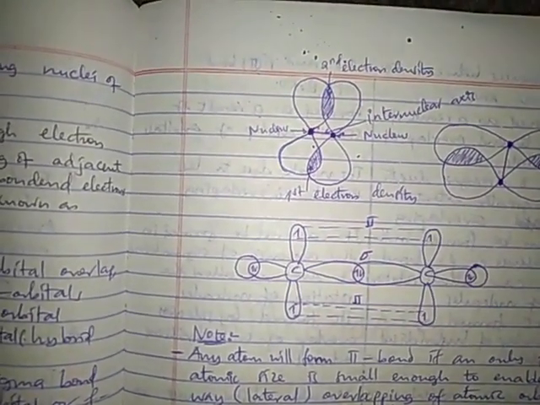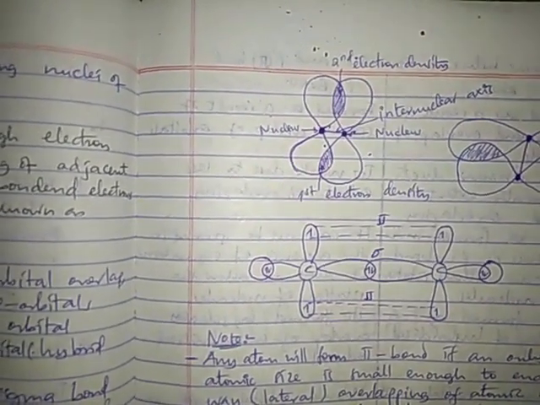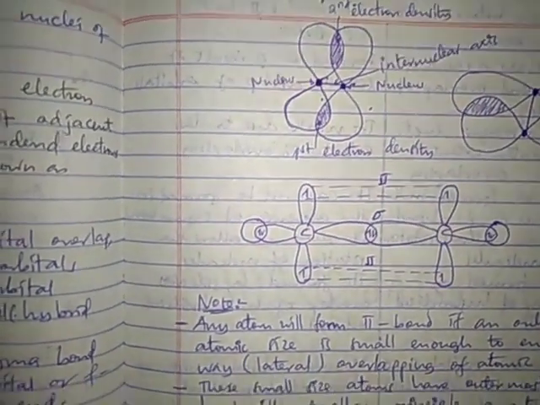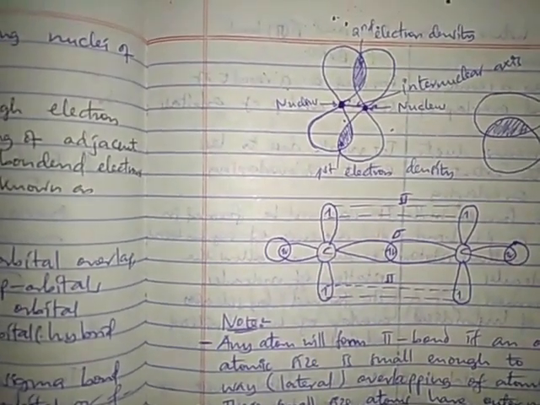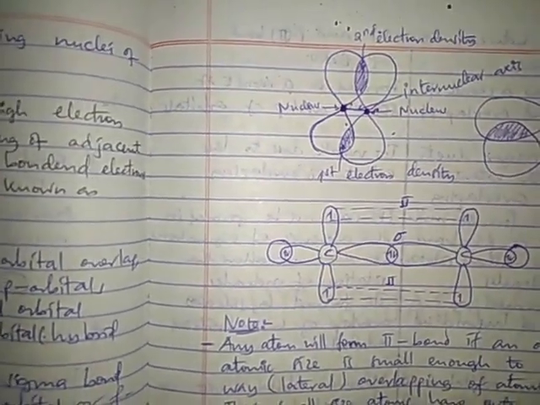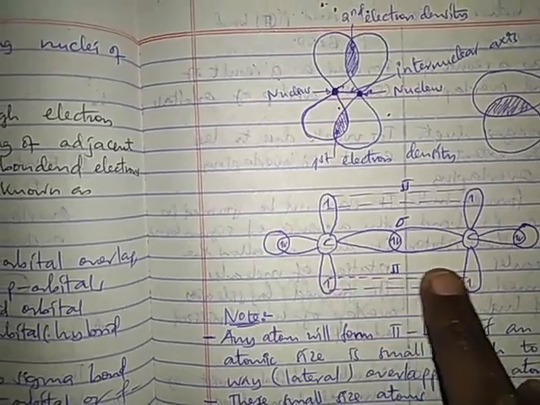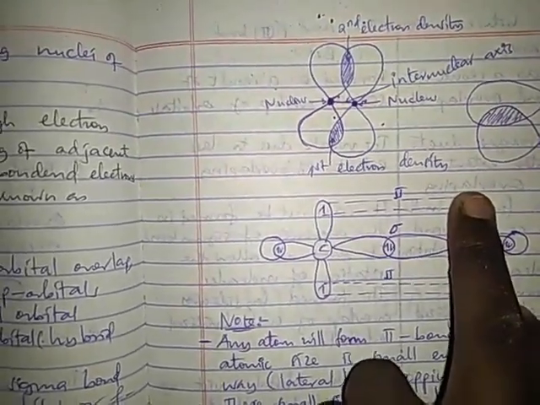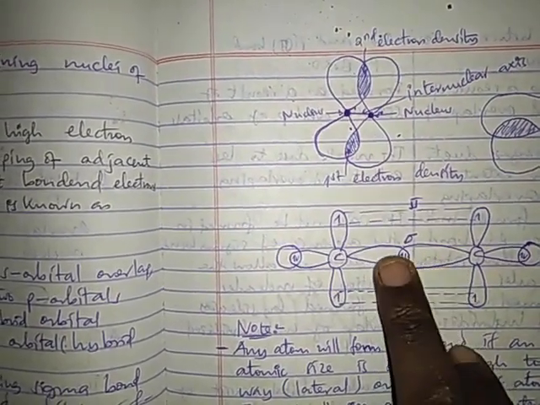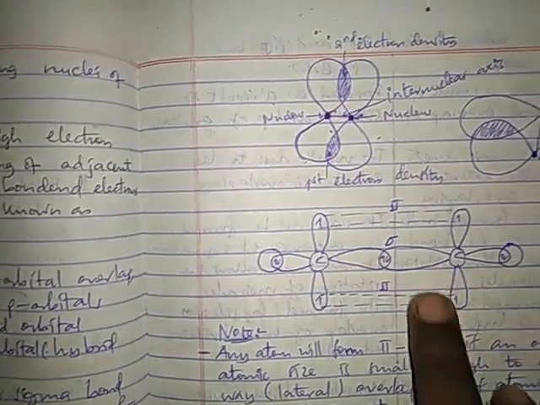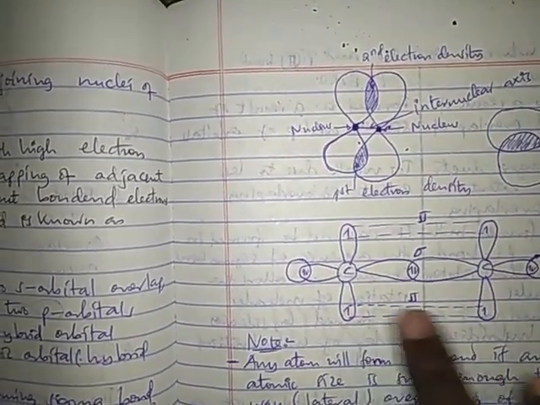So for example, this is the ethane molecule, having one sigma bond in between, another pi bond here, and another pi bond here. This sigma bond is stronger because it is formed by the end-to-end overlap of the p orbitals. But these pi bonds are weak because they are formed by the sideway overlap.